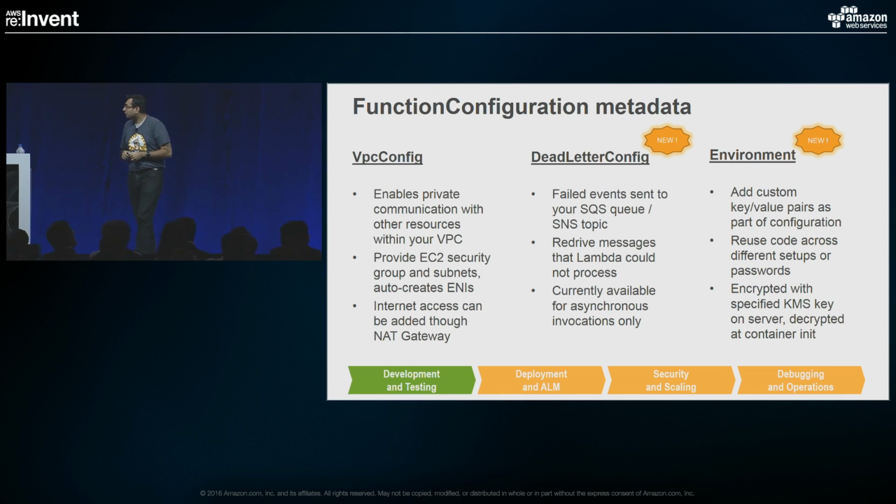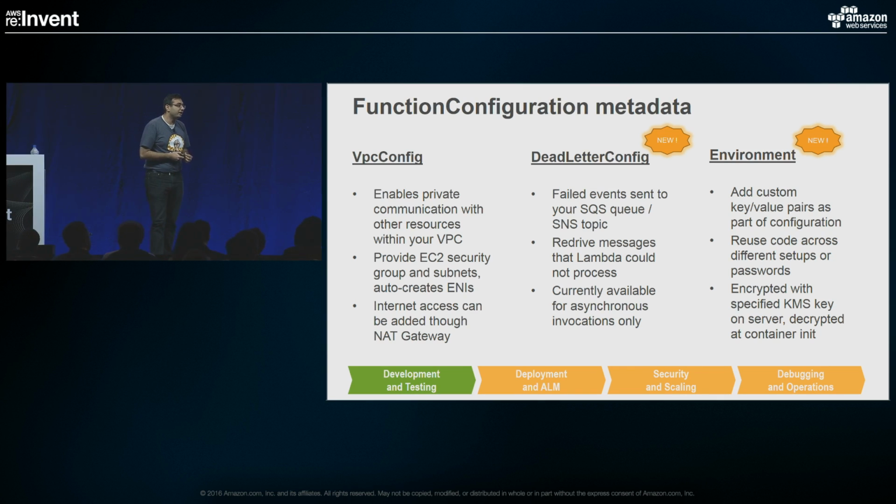And the new one that we announced a couple of weeks ago is the environment variable. This allows you to pass custom key value pairs as part of configuration. So if you want to reuse the code across different stages, then you can add things like, well, this function is my test function, so it needs to access a certain list of endpoints that it's going to talk to. So all of those parameters can go as your environment variable.